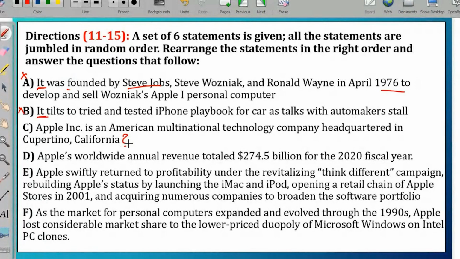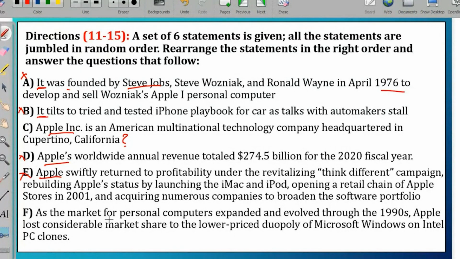Question mark. Apple's worldwide annual revenue. Apple Incorporation and then Apple. Okay, so Apple Inc. has been introduced over here. Apple's worldwide, now it is talking about, or it is a continuation of D, we can say. So this can't be your first statement. Apple swiftly returned to profitability. Profitability, कहाँ से return हो गया profitability में? We do not know. This can't be your first statement. So D can't be your first, E can't be your first.